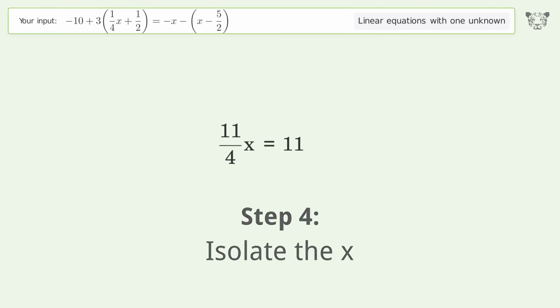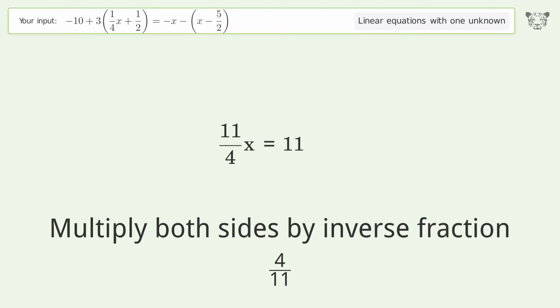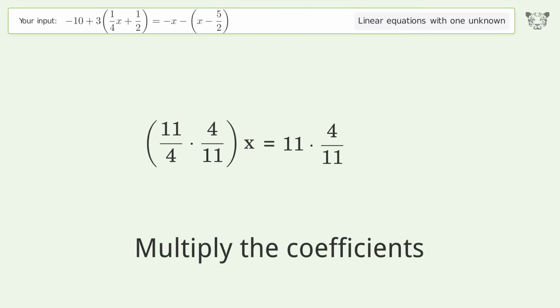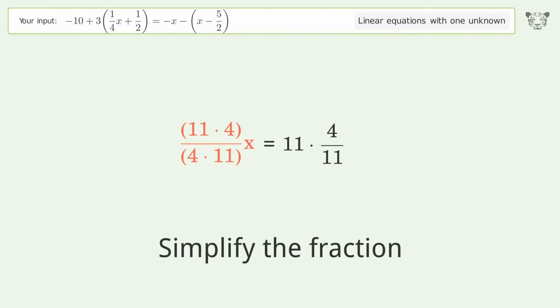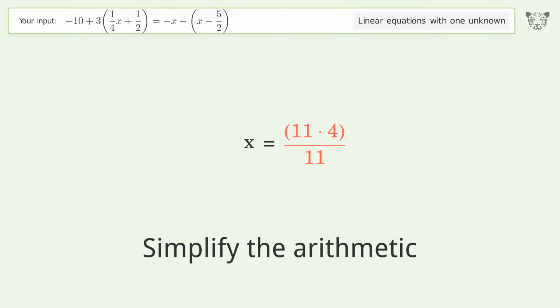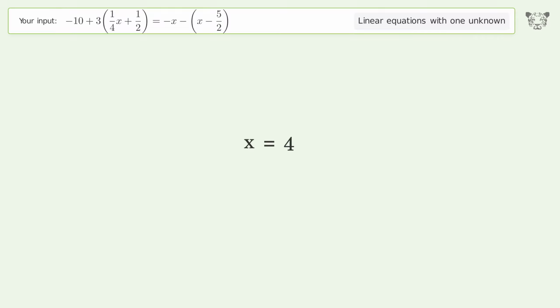Isolate the x. Multiply both sides by inverse fraction 4/11. Group like terms. Multiply the coefficients. Simplify the fraction. Multiply the fractions. Simplify the arithmetic. And so the final result is x equals 4.